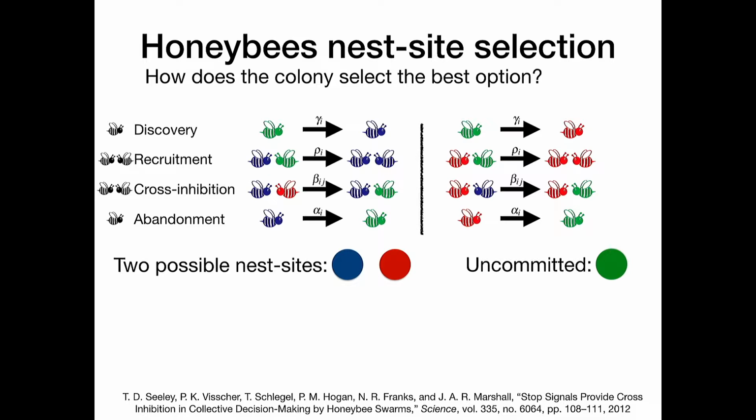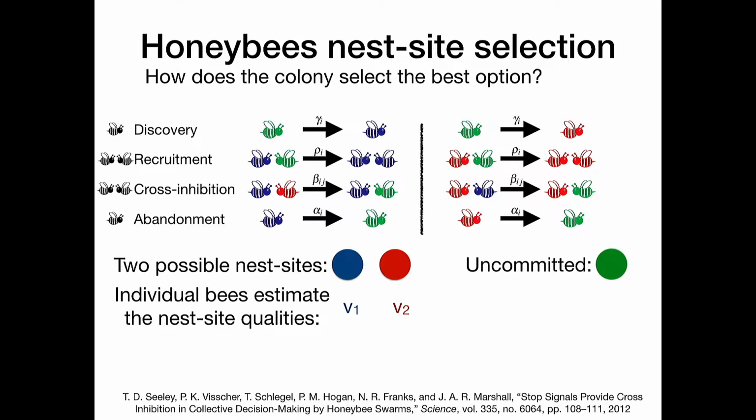Before getting committed, bees visit the nest and estimate the quality of the nest, which we can label as V1 and V2 for the two nests. The key idea is that the bees modulate their action as a function of the estimated quality. They will do more frequent discovery, recruitment, and cross-inhibition for better nests. That will steer the system toward convergence, toward the best option.